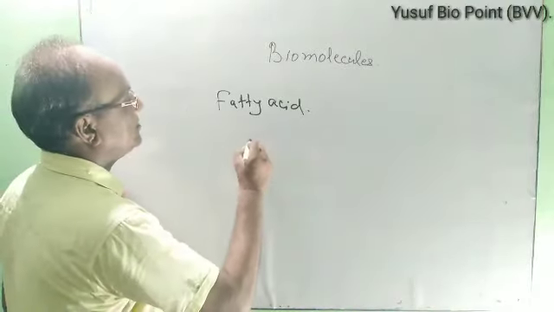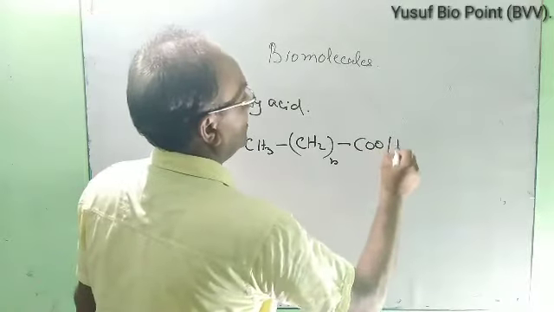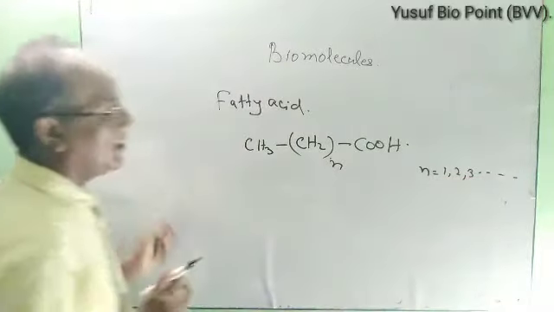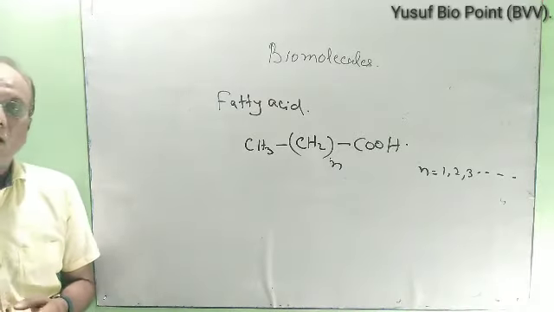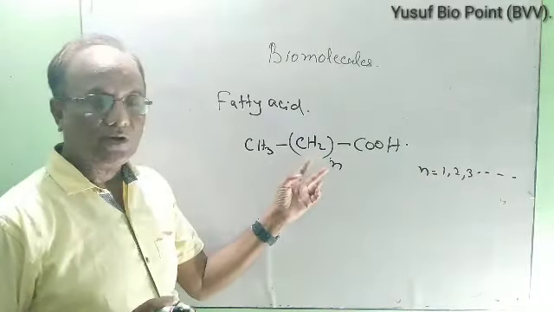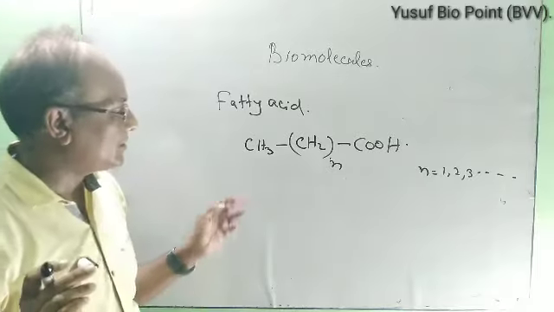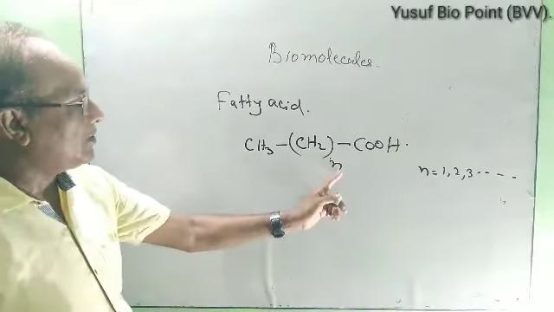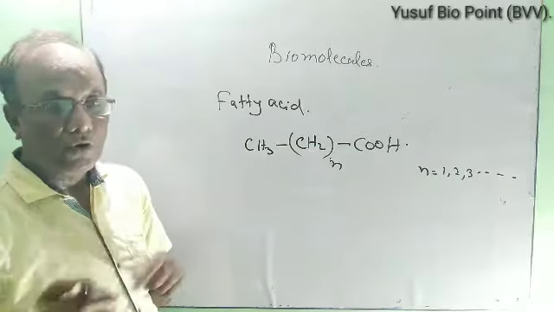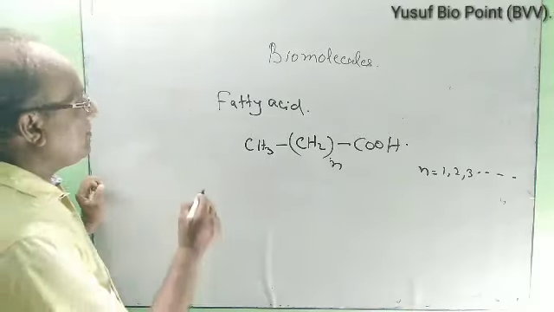So fatty acid, this is its general formula, where n is equal to 1, 2, 3, and so on. So it is the general formula of the fatty acids. Understand? And the fatty acid has methyl groups. In this, the CH2 group may be repeated many times, 1, 2, 3, 4, 5, 6. As for examples, if n is 1, then CH3, CH2, COOH. If n is equal to 2, then CH2 will be 2, and such a fatty acid will be formed.